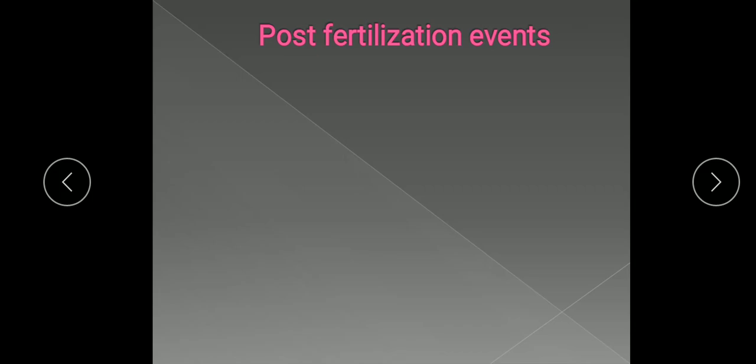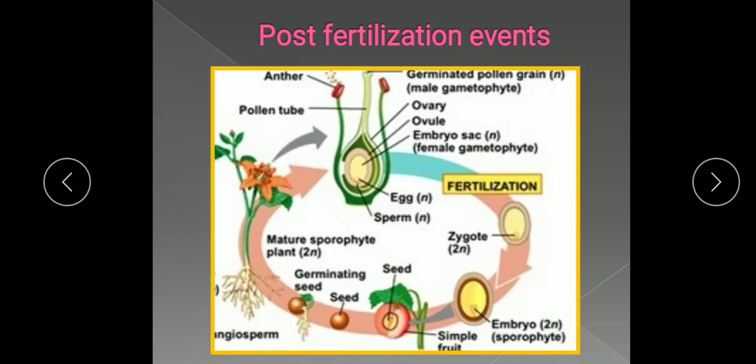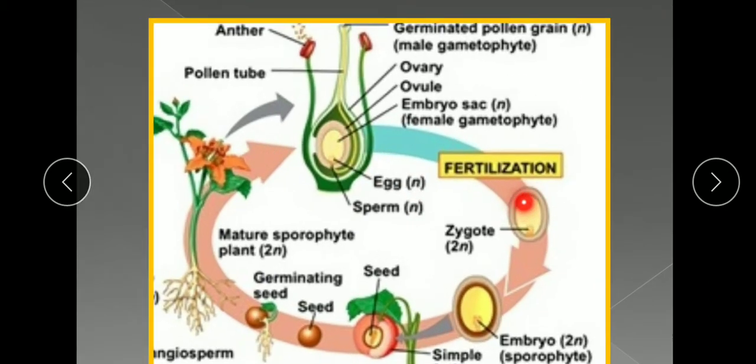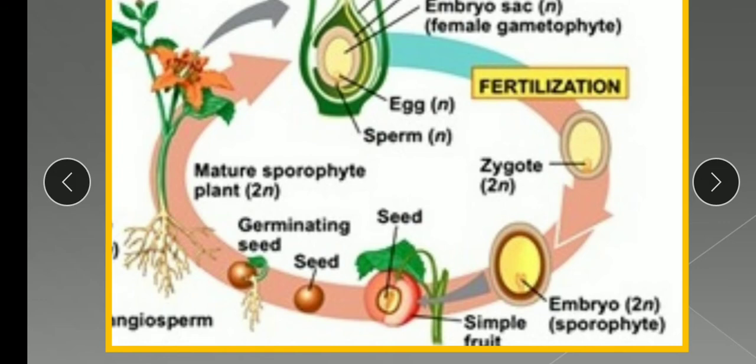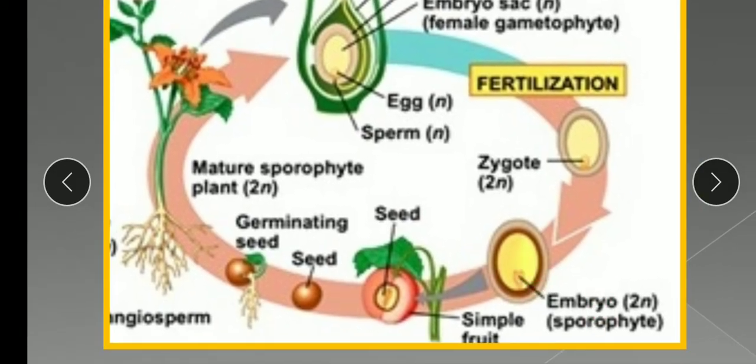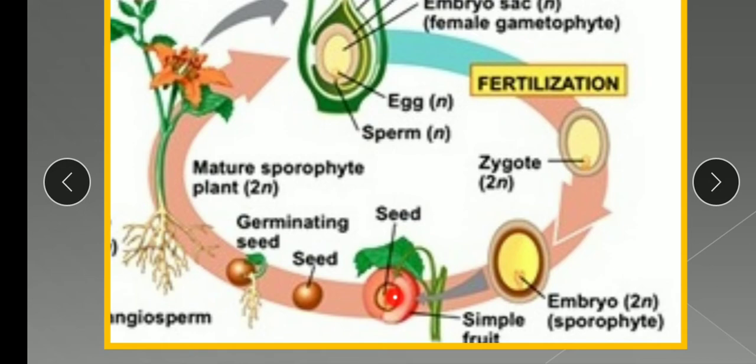Now we will study the post fertilization events. Post fertilization means the events taking place after the fertilization. Here the ovule develops into the seed. After fertilization, this is the zygote, present here in the ovule. This zygote develops into the embryo plant. A tiny embryo develops from the zygote, and the ovule develops into the seed and forms the seed coat here.